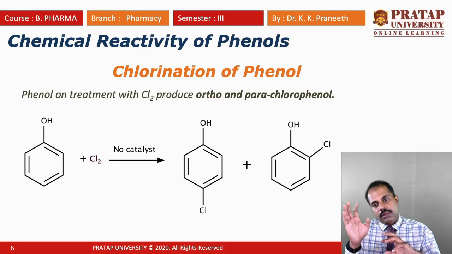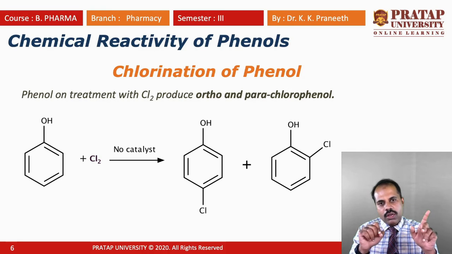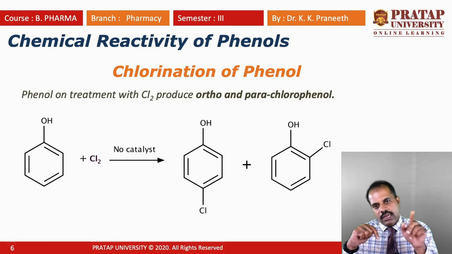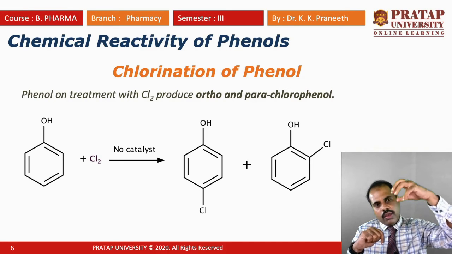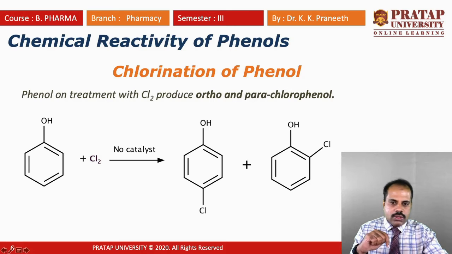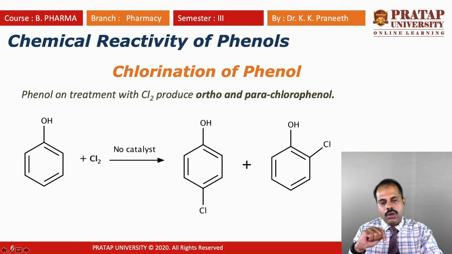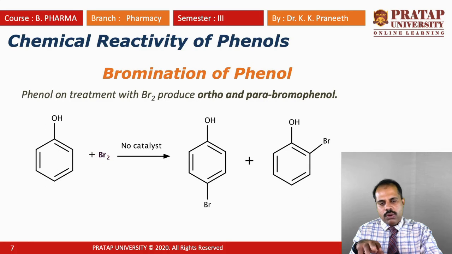In the case of benzene plus chlorine, we get only one product, chlorobenzene. But in the case of phenol, we get two products, para-chloro and ortho-chloro, because phenol has an OH group, which can direct. We already saw that if you have an electron donating group or any substitution, three positions are possible: ortho, meta, and para. In the chlorination of phenol, two products are formed: para-chlorophenol and ortho-chlorophenol. There is no meta-chlorophenol formation.